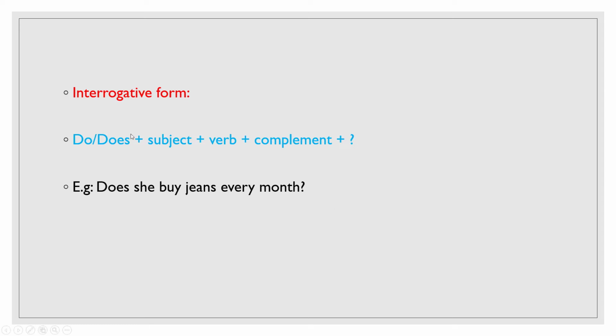And finally, let's finish with the interrogative form, the questions in present simple tense. You have to use at the beginning of the sentence do or does, the auxiliary, then the subject, then the verb, the complement, and finally the question mark. Look at the example. Does she buy jeans every month? Okay, so did you get it? Excellent. Let's continue with the lesson then.